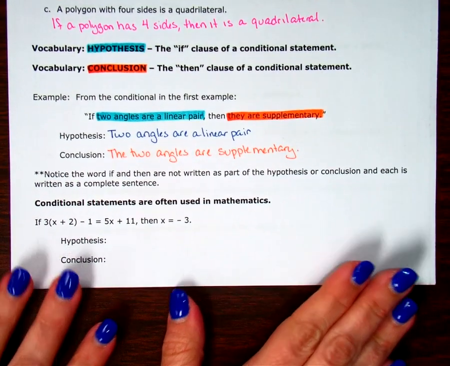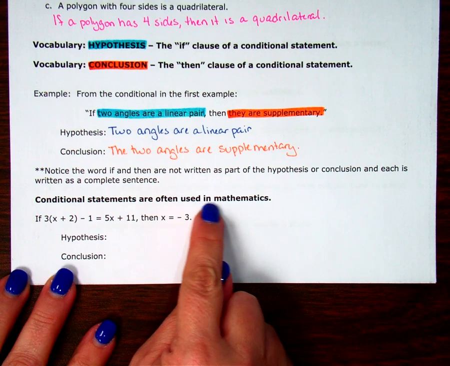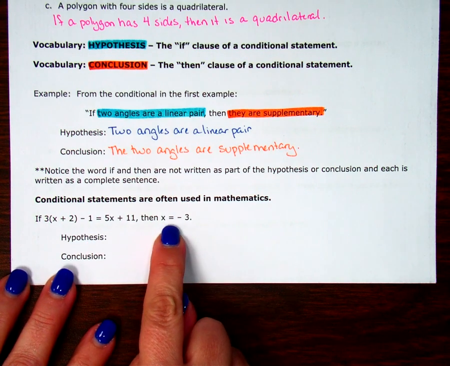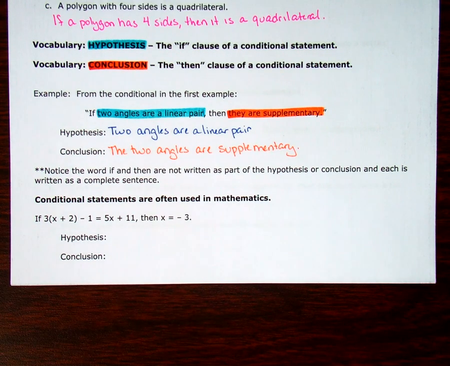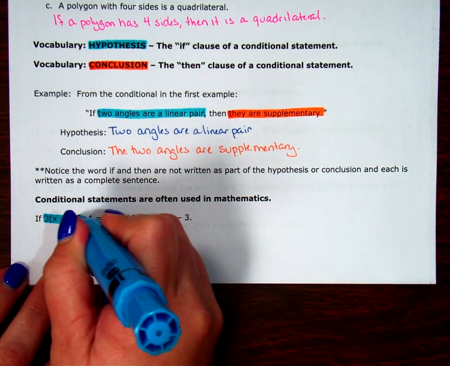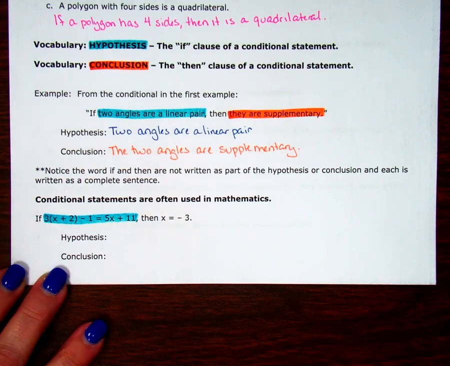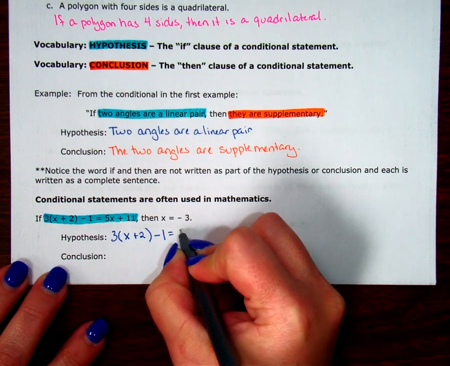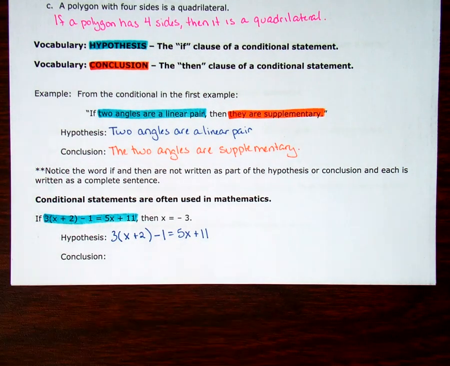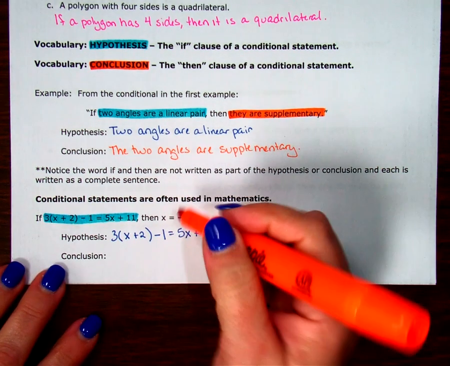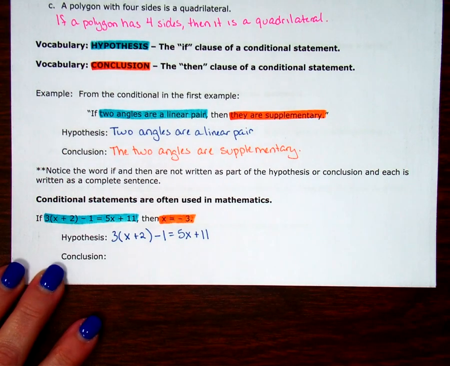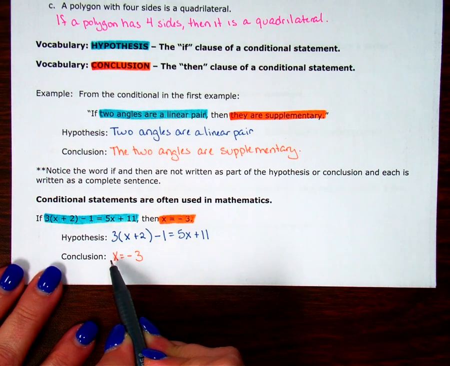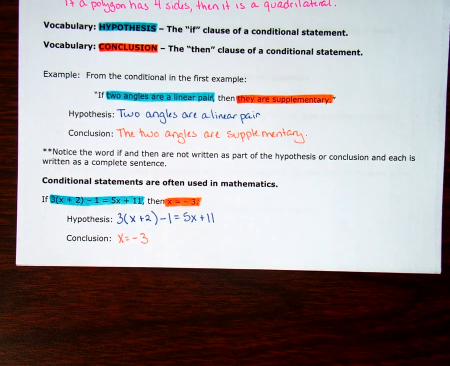Okay? All right, so let's practice this with some mathy type things. It says conditional statements are often used in mathematics. We have if 3 times (x plus 2) minus 1 equals 5x plus 11, then x equals negative 3. We want to identify the hypothesis and the conclusion. So remember, your hypothesis is everything after the if, until you get to then. So my hypothesis is 3 times (x plus 2) minus 1 equals 5x plus 11. That's my hypothesis. My conclusion is everything that comes after the word then. x equals negative 3. Okay? Again, notice I did not use the word if in my hypothesis, and I did not use the word then in my conclusion.